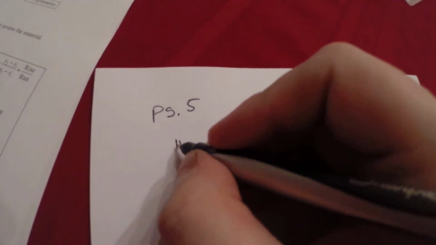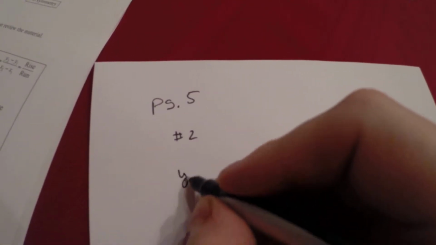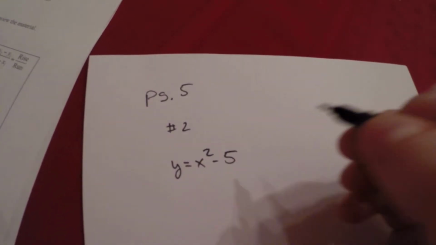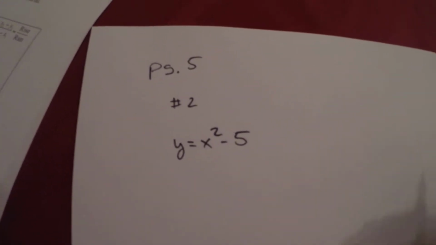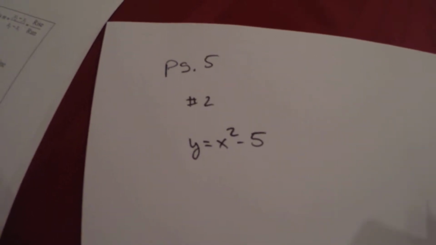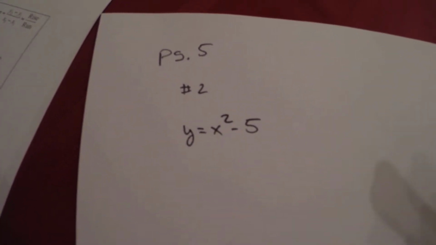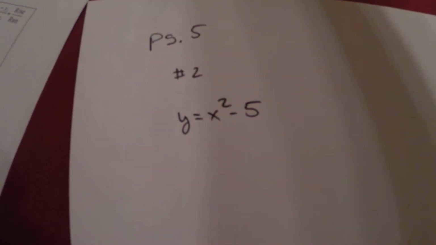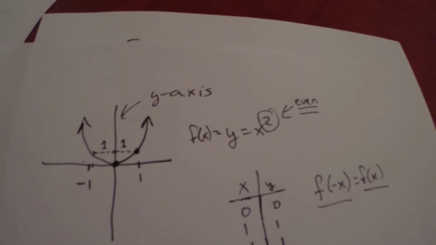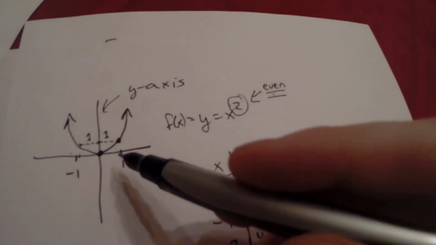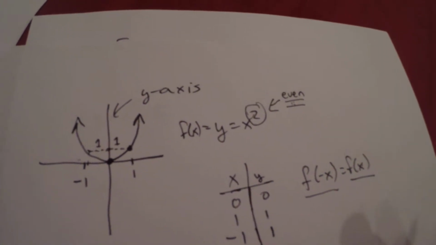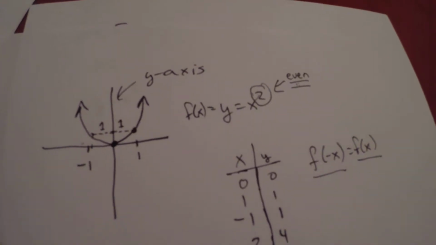If you look on page 5 of your notes, number 2, they ask you to test for symmetry, and the function is y equals x squared minus 5. We have to decide whether it's symmetrical with the x-axis, the y-axis, or the origin. Sometimes when we talk about symmetry with the y-axis, I'll use the synonym that it's even, because if it is symmetrical with the y-axis, it tends to be even. So just note that they're the same thing.